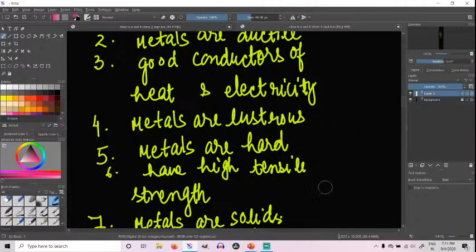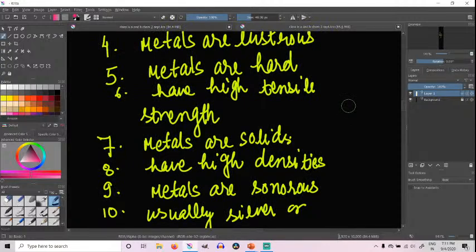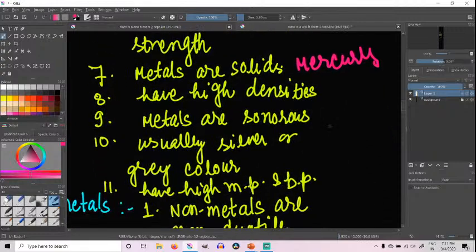Now we can see the metals are solid at room temperature except mercury. So what is the exception? We know that the exception is mercury, right? And then they have a high density. We know why they have high density. The heaviest metal which we have discussed is what? The osmium. The heaviest metal is osmium, right?